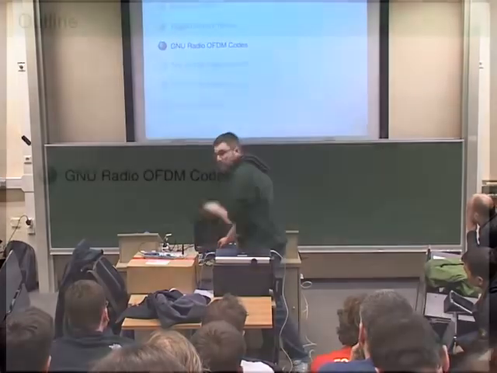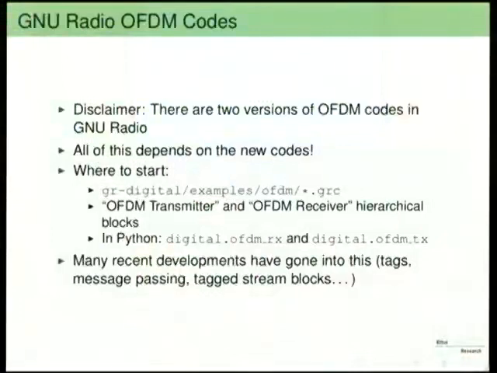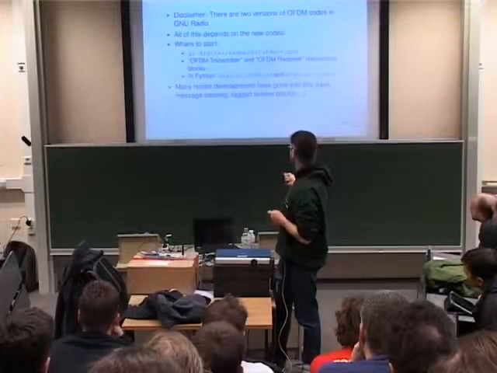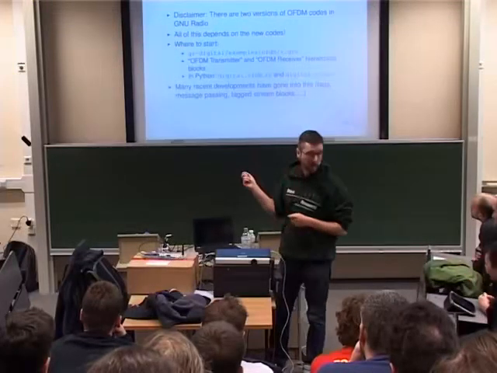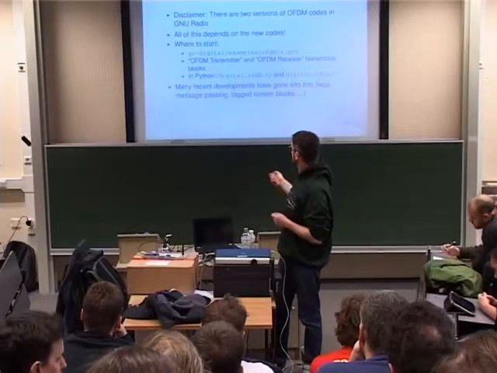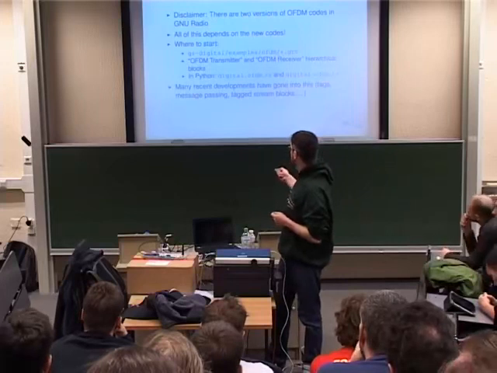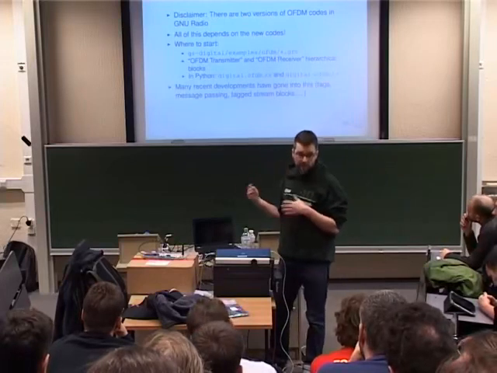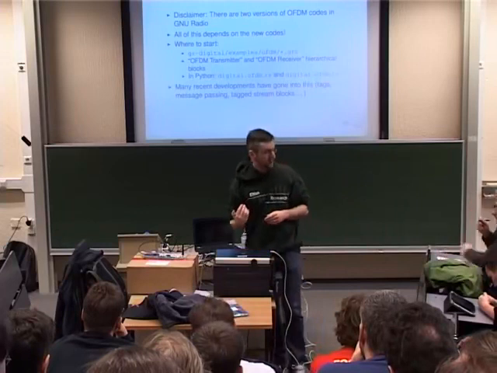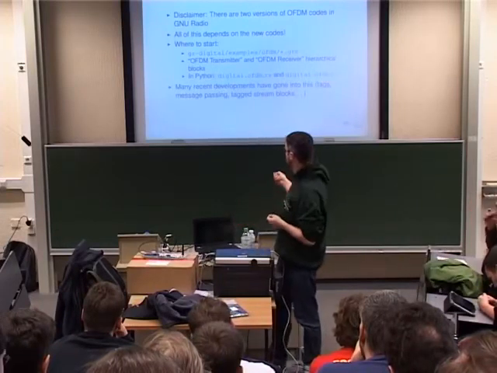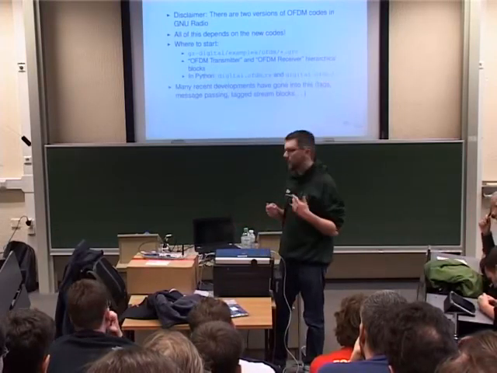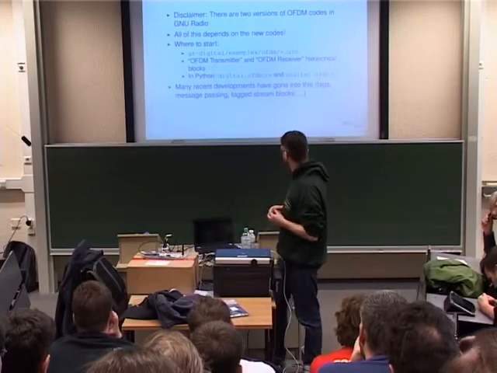So this is just something I really needed to talk about before I get into this. First of all, there are two sets of OFDM codes, and what I'm talking about here all depends on the new set of codes. If you have a look at these files, in case you're looking at this later in the video, these are all the ones that use these new elements. Because we introduced a couple of new features in GNU Radio, which are all used by these blocks. And there's also an old state where we didn't have these features yet. Okay?